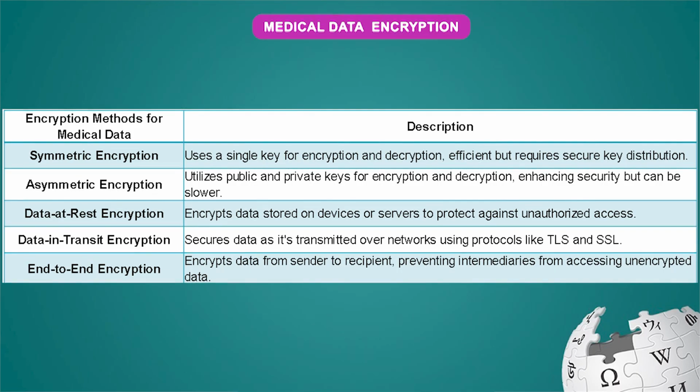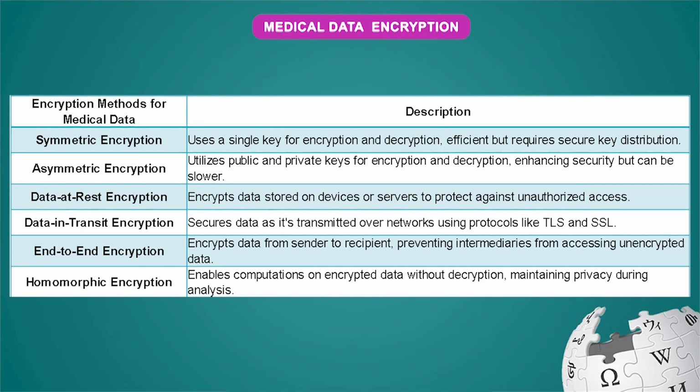Then end-to-end encryption. This ensures that data is encrypted from the sender to the recipient, with intermediaries unable to access the unencrypted data. It is commonly used in secure messaging applications, like WhatsApp. Homomorphic encryption. This advanced technique allows computation to be performed on encrypted data without needing to decrypt it first. It is useful for performing analytics on sensitive medical data while maintaining privacy.